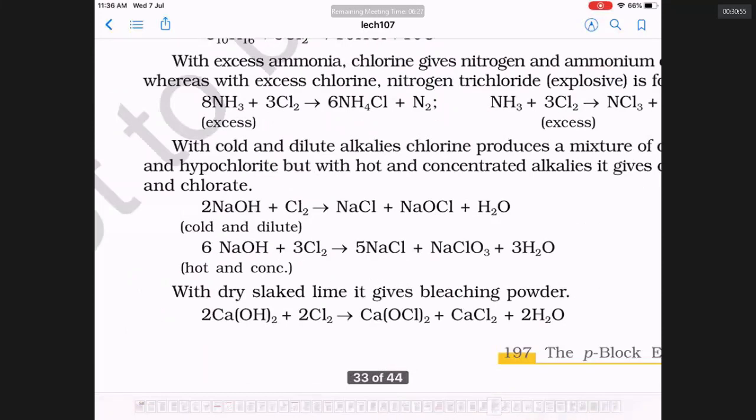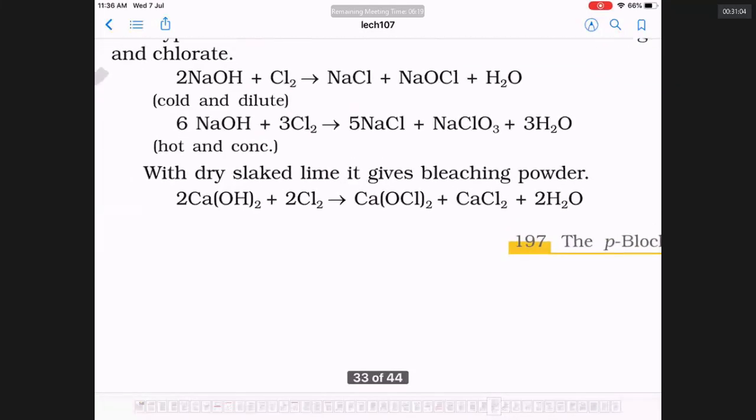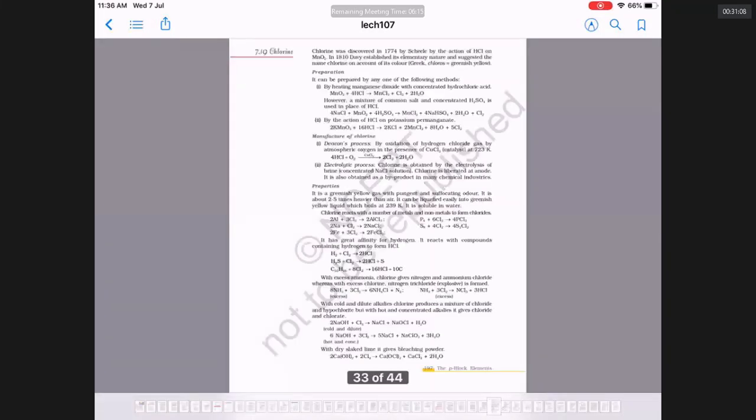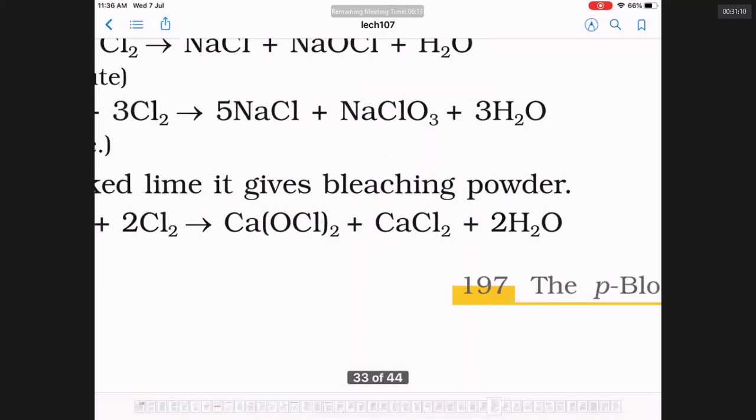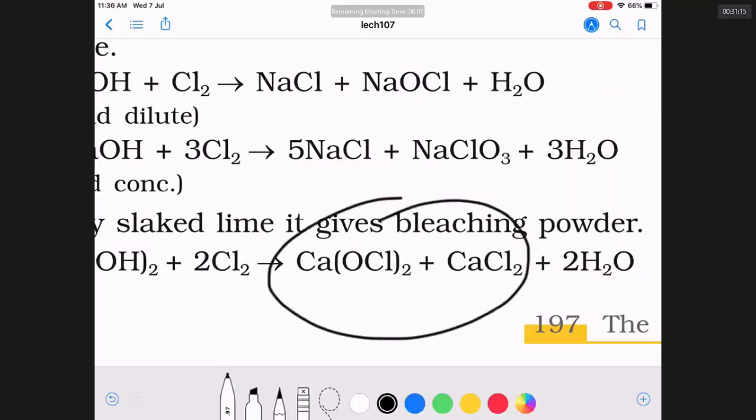With NaOH, chlorine reacts differently under cold and hot conditions. This is a disproportionation. A very, very important reaction is the bleaching powder preparation reaction. The formula CaOCl2 has been given wrongly in this book, unfortunately. They said this is bleaching powder, but bleaching powder is actually Ca(OCl)Cl. In fact, you should write it as CaOCl2.